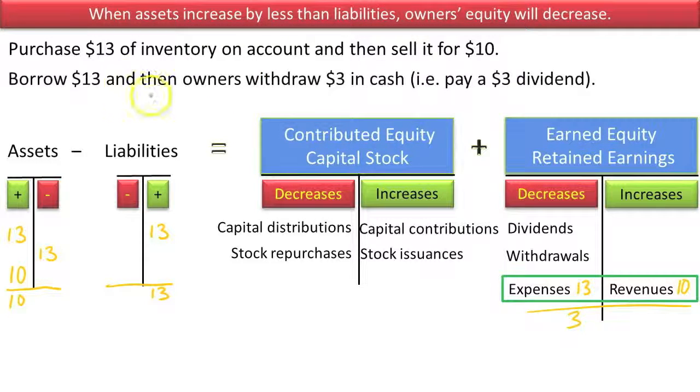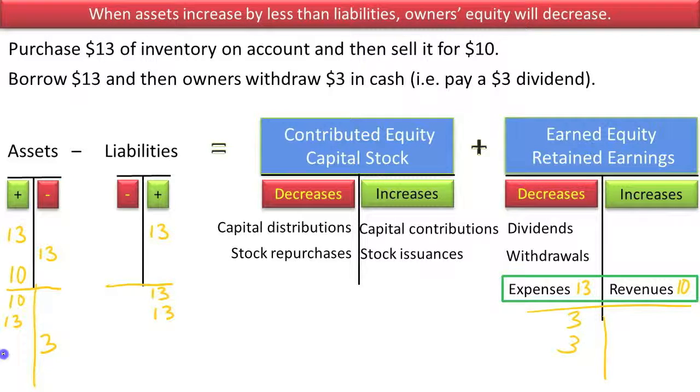If we borrowed $13, and then owners withdrew $3 in cash, or we paid a dividend of $3. So let's borrow $13. We're going to bring in $13 of cash. We borrowed it. No change in equity yet. But then we use this cash that we just brought in to pay a dividend to the owners. Reduce assets by 3, and it's a dividend of 3. I'm going to put it down here, but it is a dividend of 3.